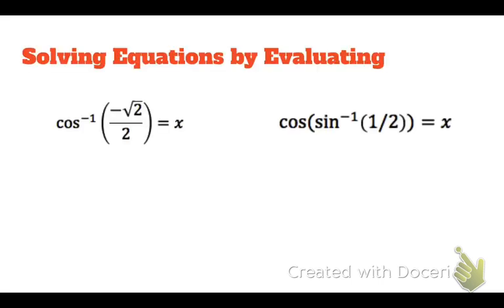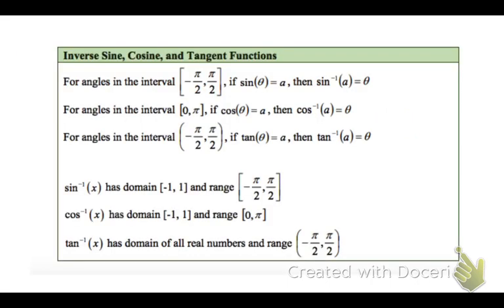So remember that this -1 that looks like an exponent is actually our inverse notation. When we have an inverse trig function, we're solving for an angle measure that corresponds to a particular value. The other thing that we have to be aware of are the limitations that we have on our cosine function due to the need to have a one-to-one function.